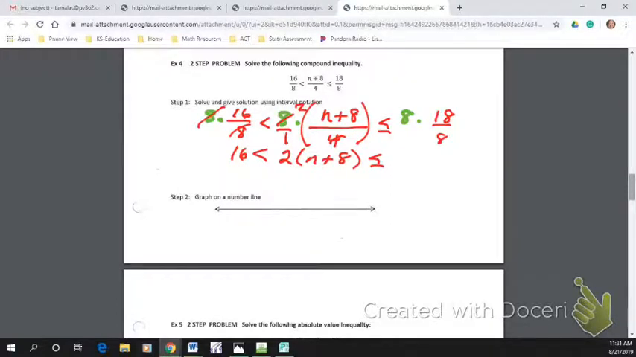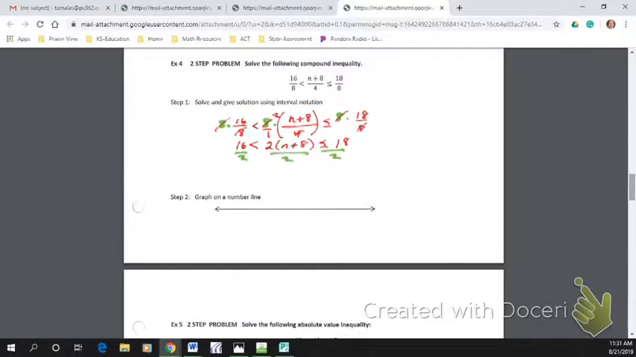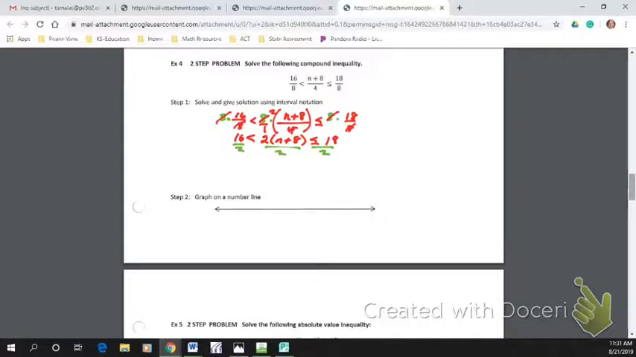And then on that last term, the 8's disappear and I'm left with an 18. Okay, now can I divide all 3 by 2? So I'm going to divide everything by 2, divide by 2, divide by 2, divide by 2. And when I get that, what will I get after I do that? 8 is less than n plus 8 is less than or equal to 9.